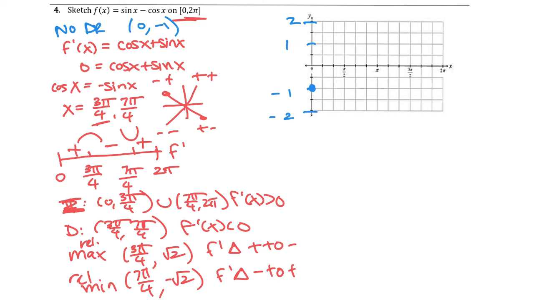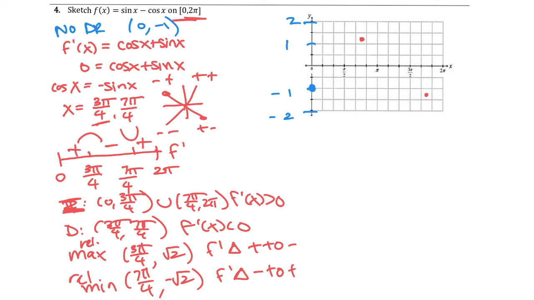Now, based on the way the axes are here, I know that 3 pi over 4 is going to be halfway between pi over 2 and pi. And root 2 is going to be a little bit more than 1. So I'm going to plot that point right about here. And then 7 pi over 4 is going to be halfway between 3 pi over 2 and 2 pi, and that's going to be down root 2, so down a little bit more than negative 1. Those are going to be my extrema.